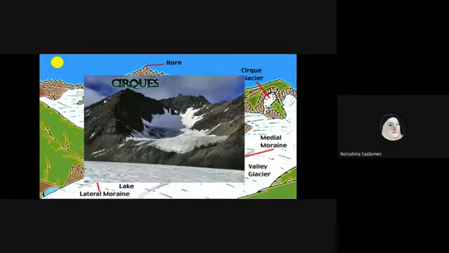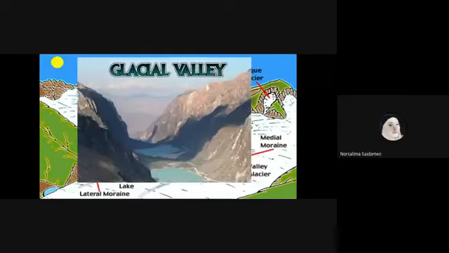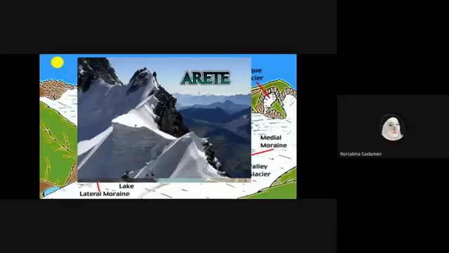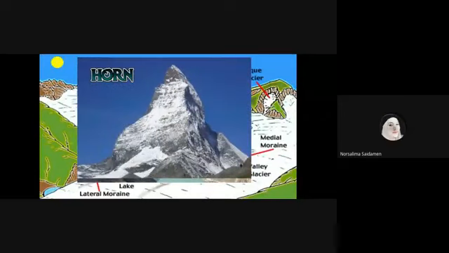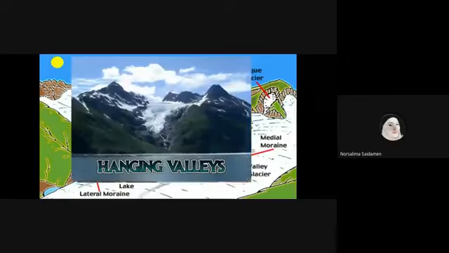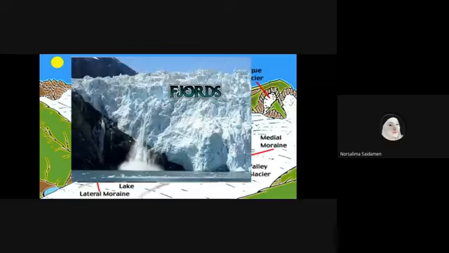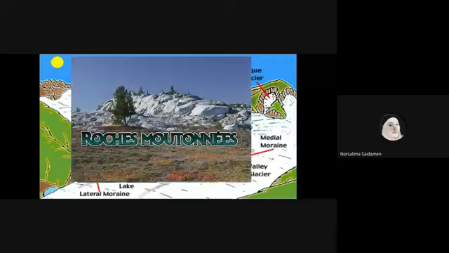We have here the examples, cirques. Can you see the picture? Is it clear to you? Yes, ma'am. And we have the glacial valley and the arête and the horn. So the horn is like the very peak of the mountain range. And then the hanging valleys. And we have the fjord and the roche moutonnée.